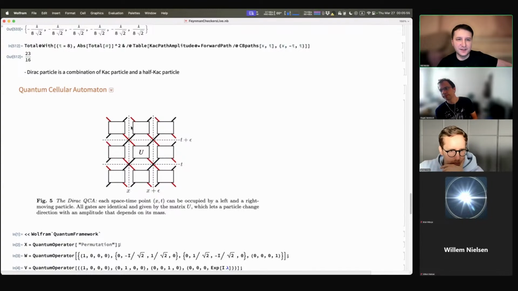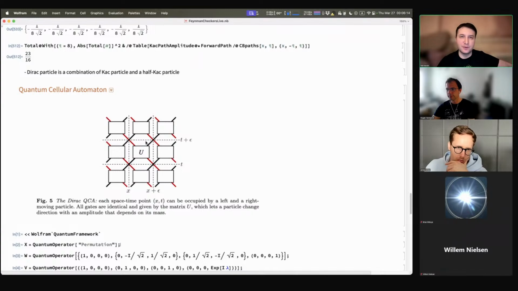So this is a picture of the Dirac quantum cellular automata. That's basically the quantum circuit version of the above model. Now all the kicks, all the switches and swaps that we were talking about, with some probability, we can just think of as some unitary transformation being applied at each space position.